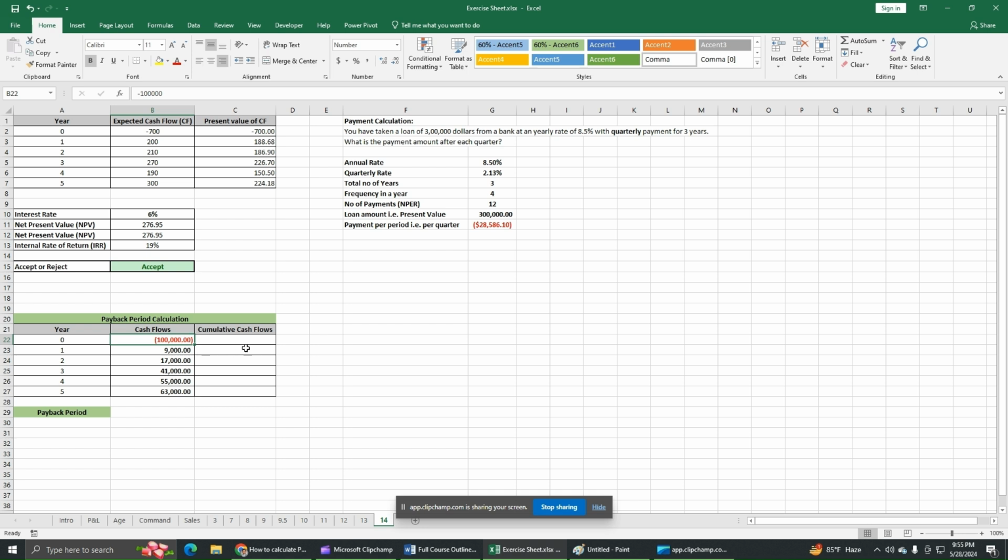So to do that we have to calculate cumulative cash flows. For the first cell it will be just this one, so it is showing that we have to cover this entire amount. After year 1 we can see the business has generated 9,000, so we have to adjust both of them. How can we do that? Just add them.